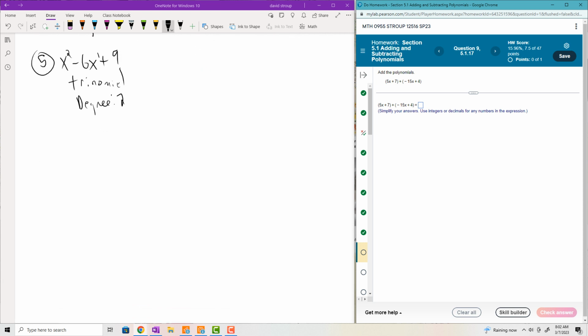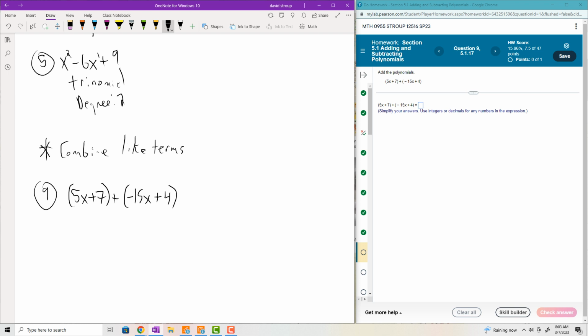At question 9, we start adding polynomials, and the key to it is to combine like terms. Problem 9 is our first introduction. You have the polynomial 5x plus 7 plus the polynomial negative 15x plus 4. The parentheses aren't necessary here. They just indicate that here's one polynomial, here's the second polynomial. As soon as you want, you can drop the parentheses and then start adding like terms.